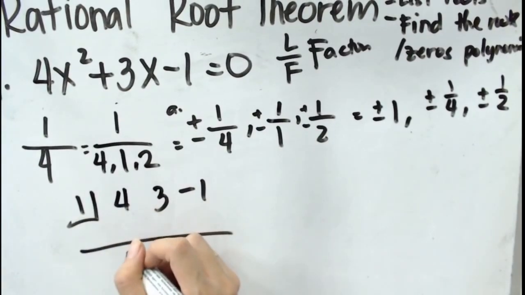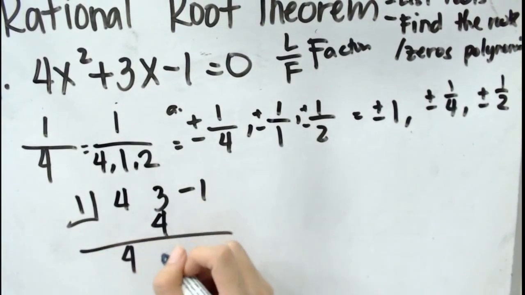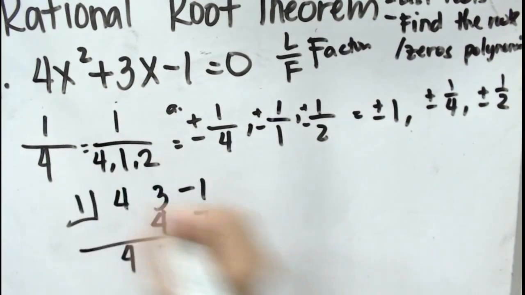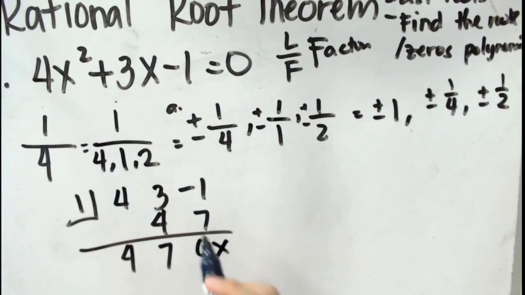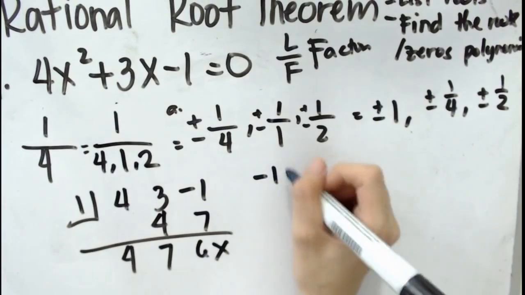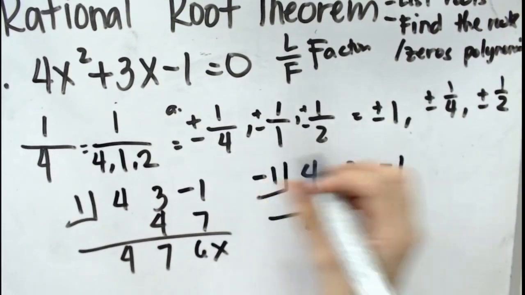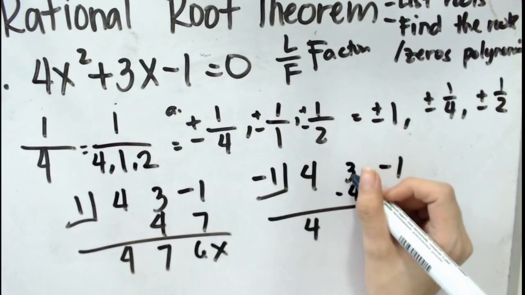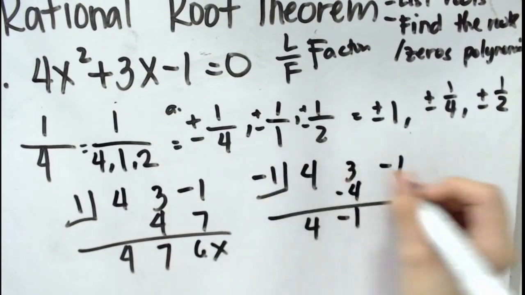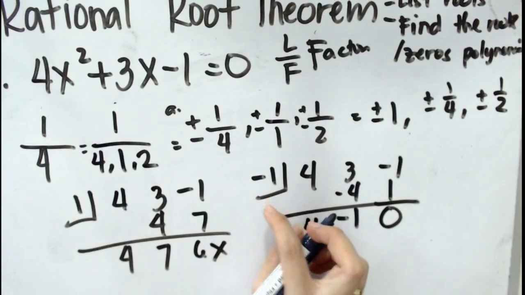Bring down 4. 4 times 1 is 4. 3 plus 4 is 7. 7 times 1 is 7. And this is 6. So 1 is not a root because the remainder must be 0. Let's use negative 1. Bring down 4. 4 times negative 1 is negative 4. 3 plus negative 4 is negative 1. Negative 1 times negative 1 is positive 1. And then we have here 0. Therefore, negative 1 is one of the roots.